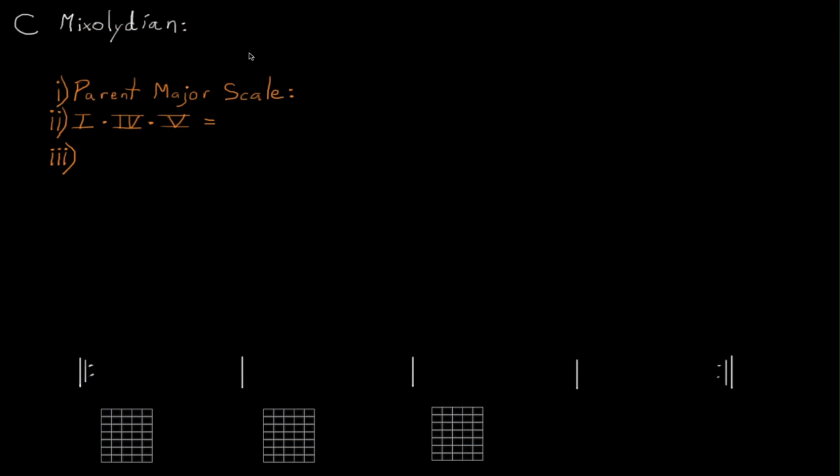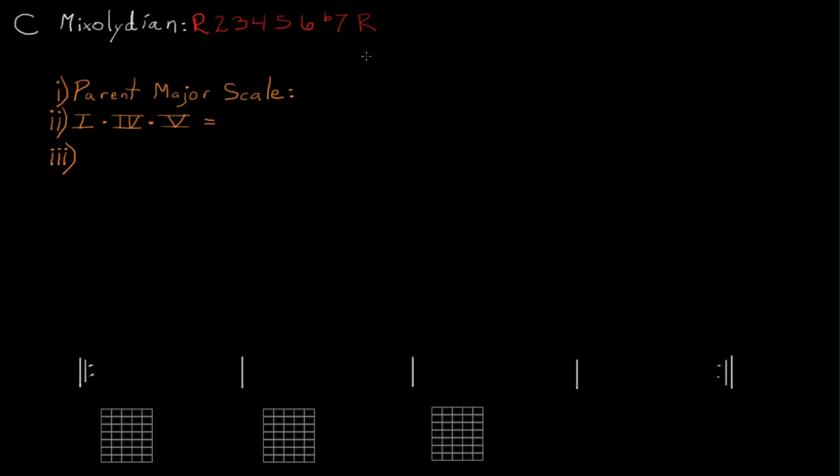Hello everybody. Today we are going to talk about Mixolydian mode. Mixolydian is the fifth mode of the major scale, and its formula is root, 2, 3, 4, 5, 6, flat 7 or minor 7th, and root note.